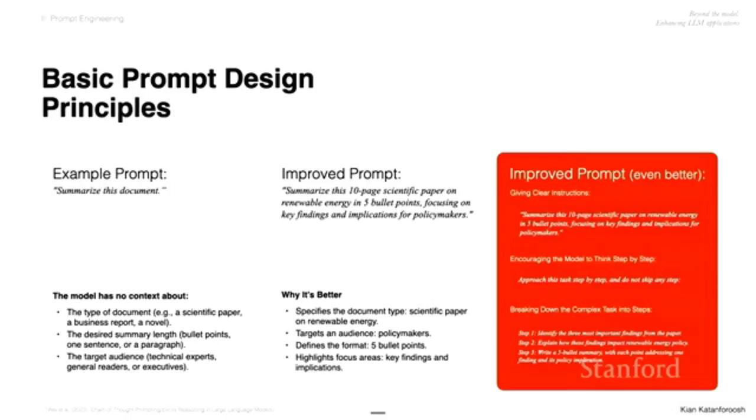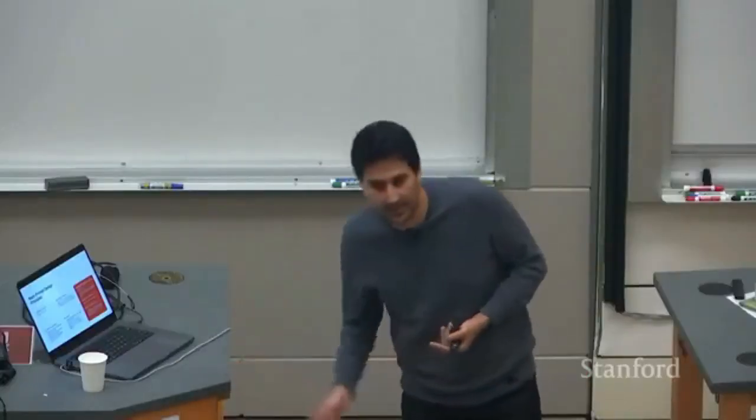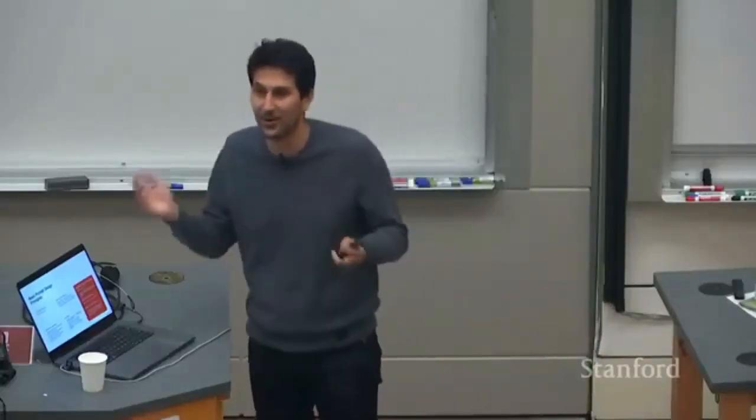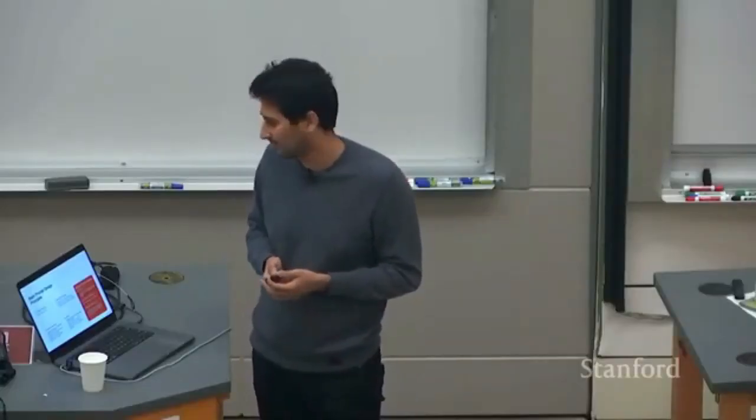And then you give it some steps, such as step 1, identify the 3 most important findings. Step 2, explain how each finding impacts renewable energy policy. Step 3, write the 5 bullet summary with each point addressing a finding, etc. So, chain of thoughts. I linked the paper from 2023 that popularized chain of thoughts. Chain of thoughts is very, very popular right now, especially in AI startups that are trying to control their LLMs.